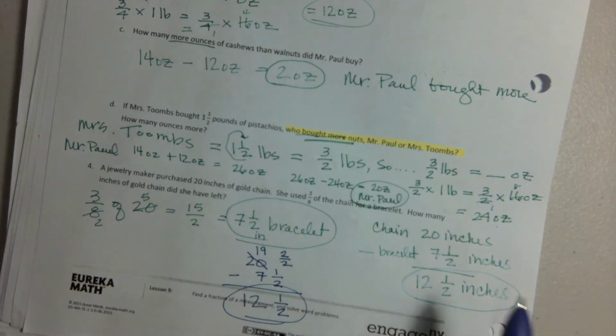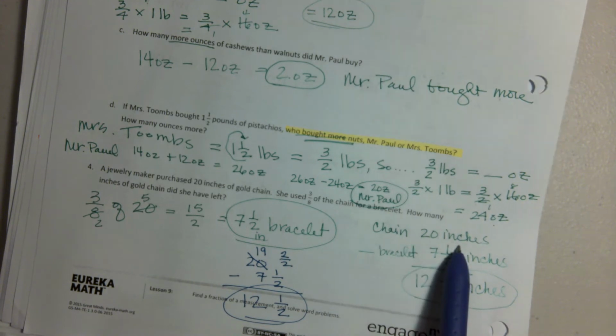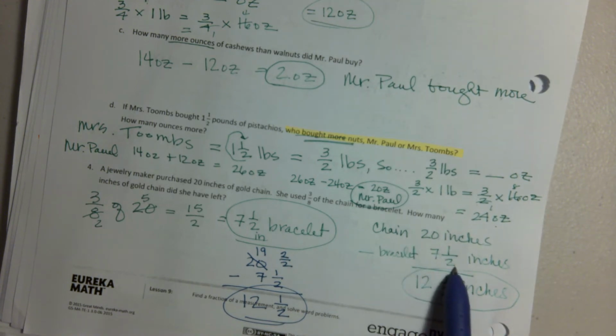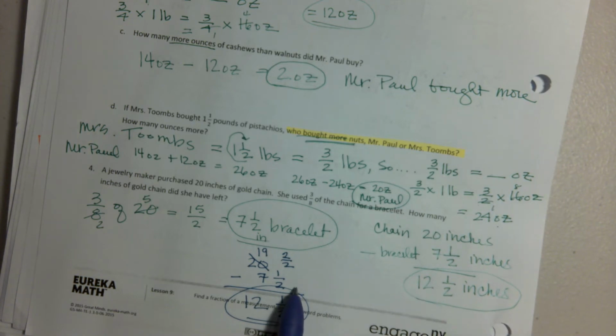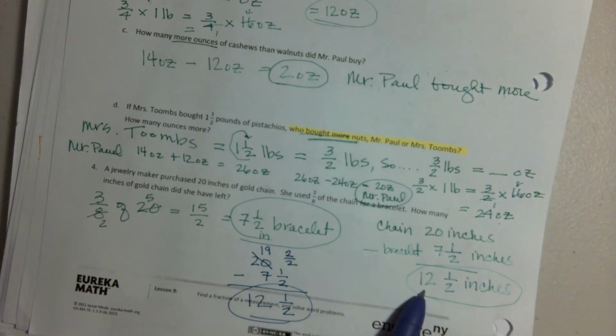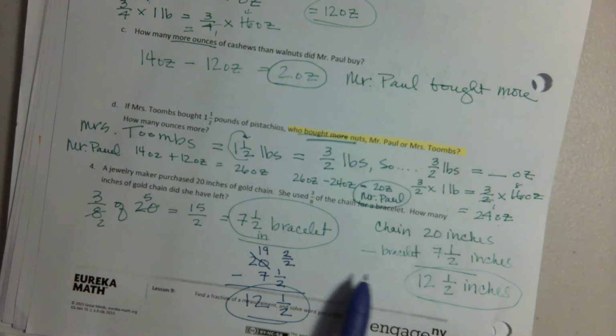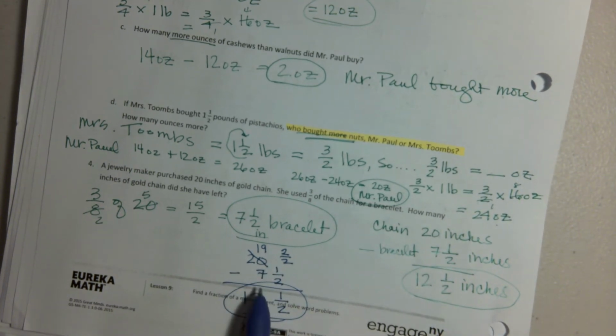But that's not what I'm looking for. She started with 20 inches. She used 7.5 inches. How many inches did she have left? Now I came over here just to model, if you didn't remember how to subtract, the fraction here. So you know you have your 20 and you have your 7.5.